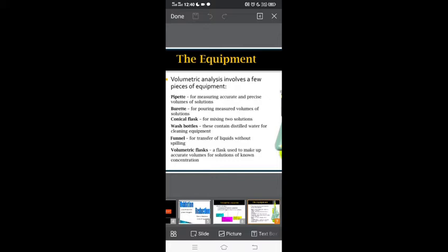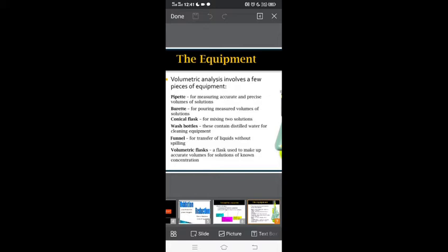Now what are wash bottles, children? These contain distilled water. In the laboratory you can come and see that we have white colored plastic wash bottles in which distilled water is filled. It is used for cleansing purposes. Then we have a funnel. A funnel is used for transferring liquids without spilling them. So whenever you have to fill the solution in the burette, you will fill it with the help of a funnel.